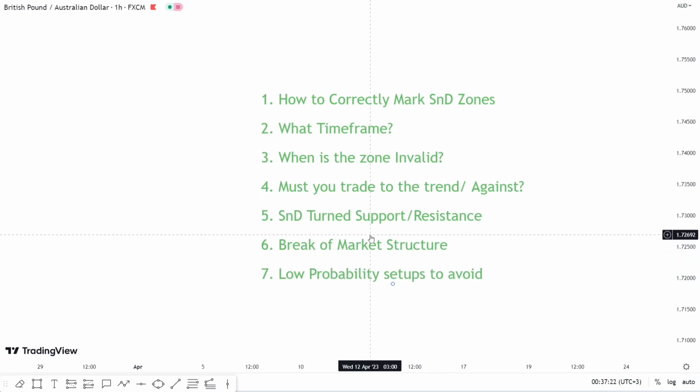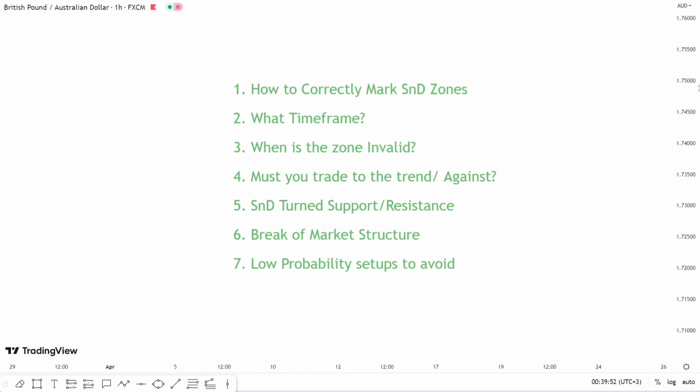Then I'll also include the break of market structure, how to use the break of market structure to make sure you don't miss any zone in the market. Remember, anytime you miss a zone, you're missing out on a potential setup, so you don't want to miss any zone. And then finally, supply and demand, and how it can turn to become support and resistance. You'll see how you're going to apply it to find a setup. Make sure to stick to the end of this video, because I'll be answering all these questions.